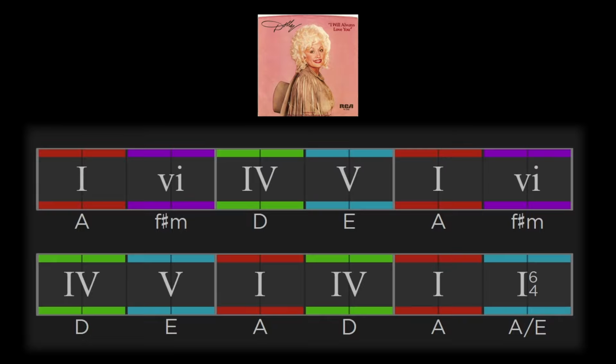The first 4 bars cycle through the 1-6-4-5 chords in order twice. This is known as a turnaround, which is a common feature in songwriting. Check out my How to Write a Major Key Song video linked below to learn more.